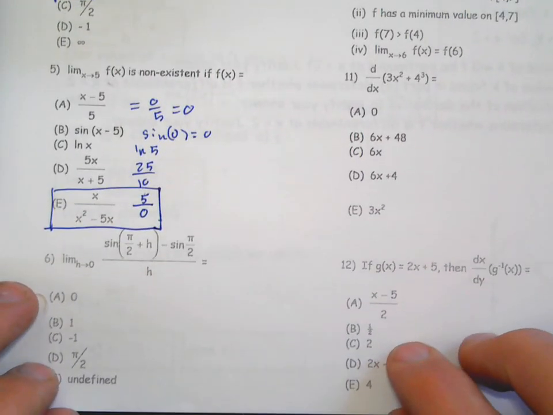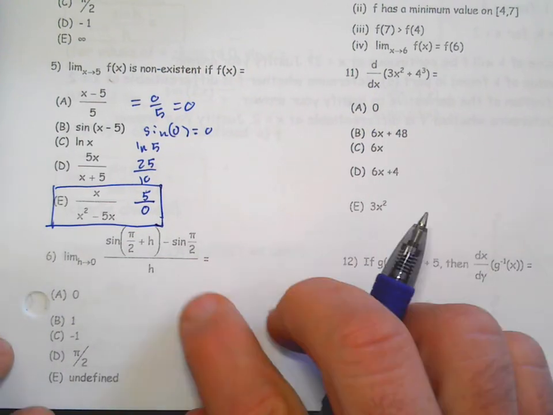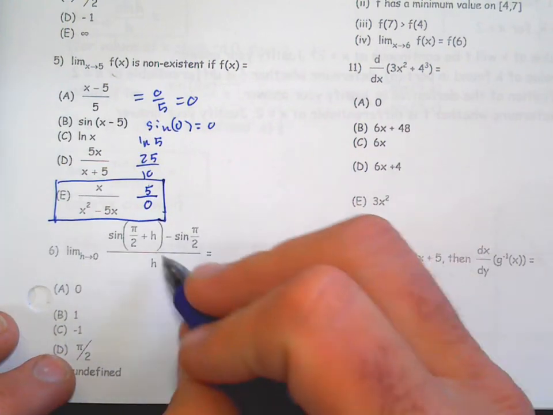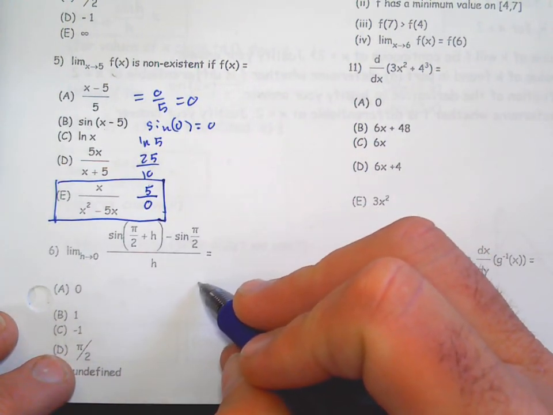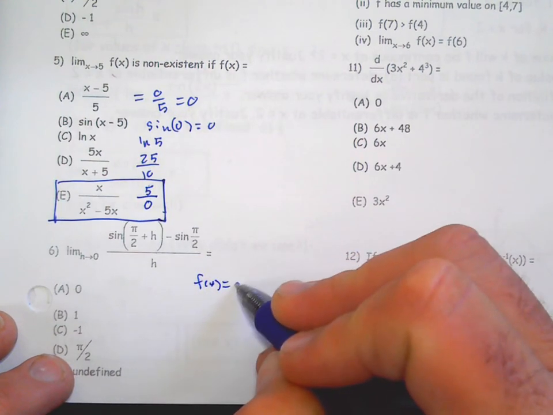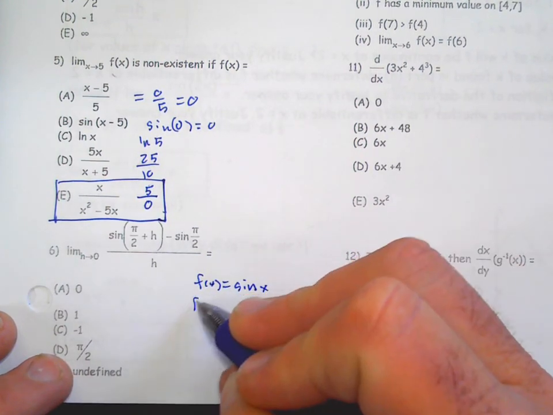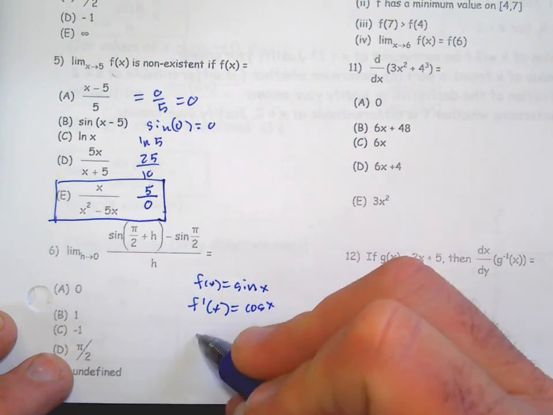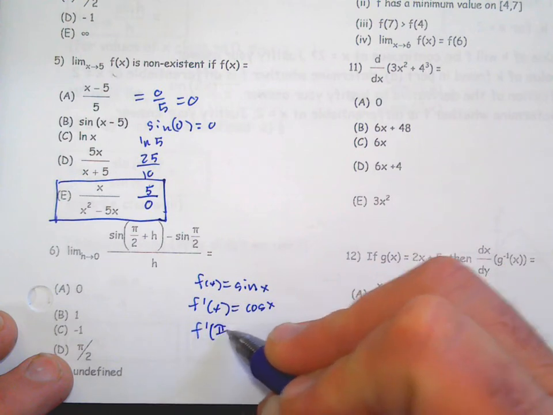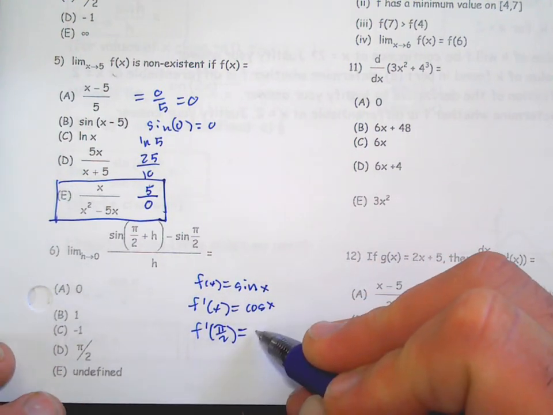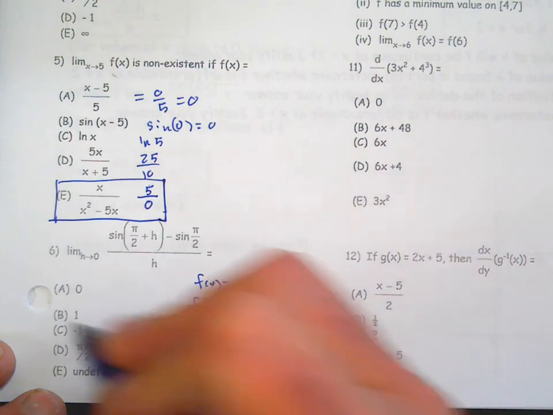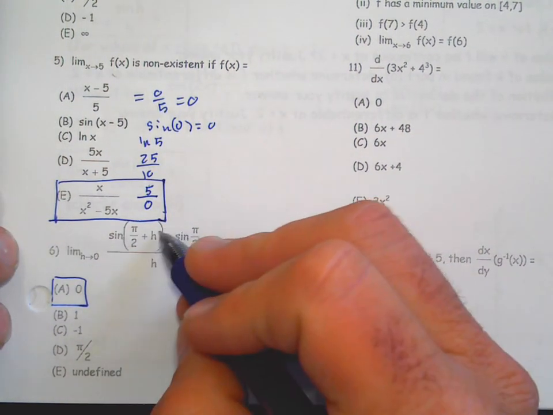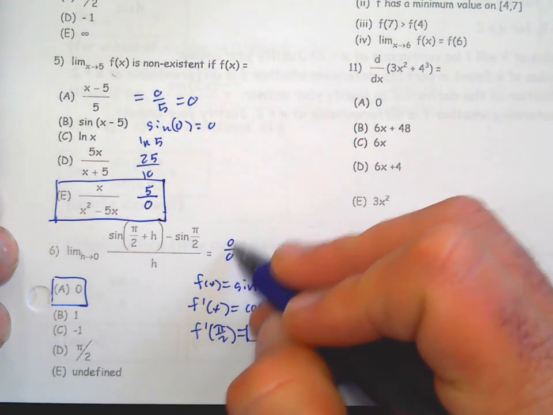Okay, number 6. This is something I think I made a reference to in the last assignment, and I'll be showing you guys soon, that this is really a derivative. The function we're trying to take the derivative of is sine x, whose derivative is cosine x. And then we're going to plug pi over 2 in. Cosine of pi over 2 is 0. That's probably your best bet. If you plug in h equals 0, you do get 0 over 0, so you could do L'Hopital's rule.